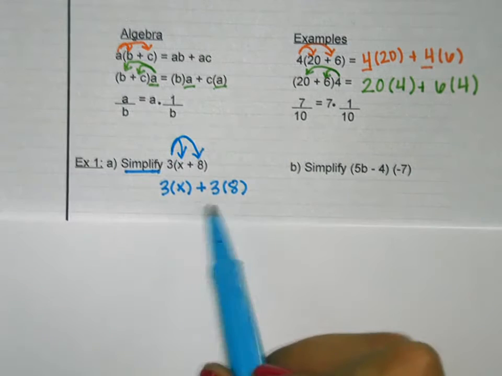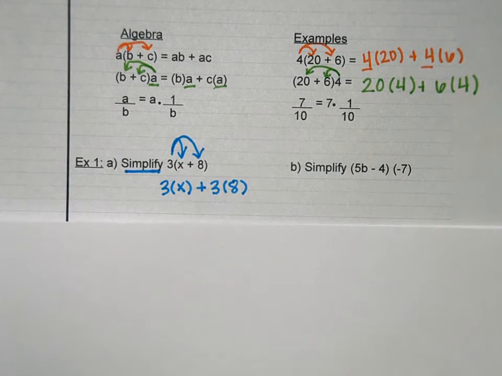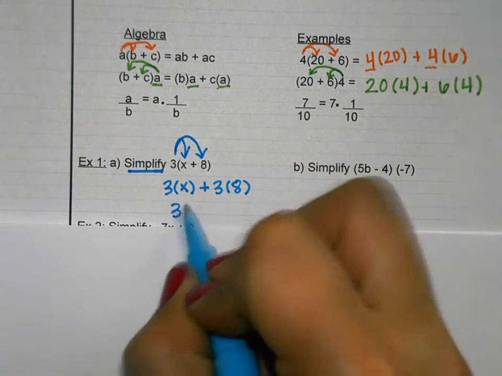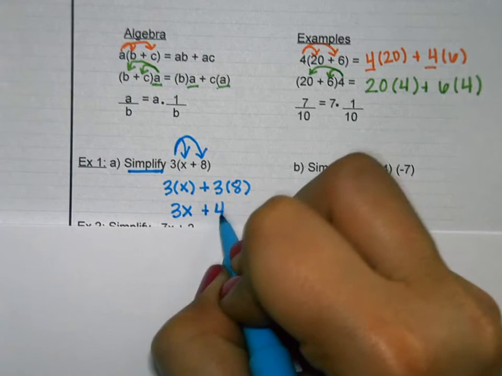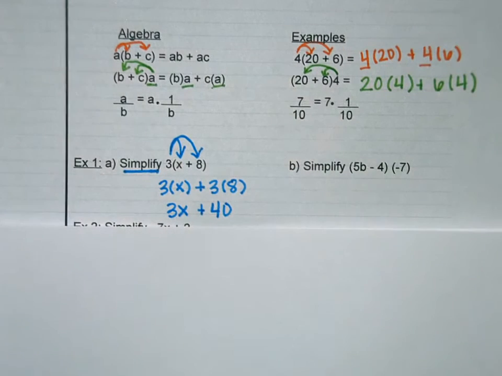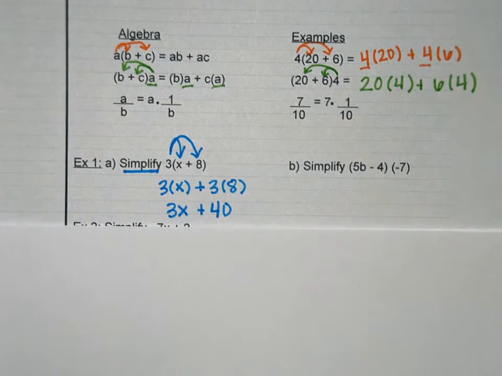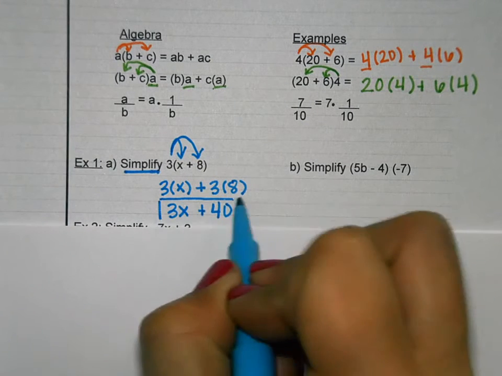Now obviously this is not simplified as much as possible, so we can do a little bit more multiplying. 3 times x gives me 3x, plus 3 times 8 gives me 40. I can't add 3x plus 40 because those are not what we call like terms, which we will get to in just a second. So you would leave that as your answer.